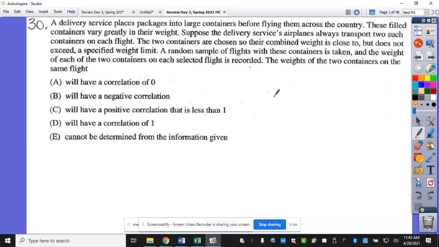Delivery service places package into large containers for flying across country. Suppose they always transport 2 on each flight. The 2 containers are chosen.